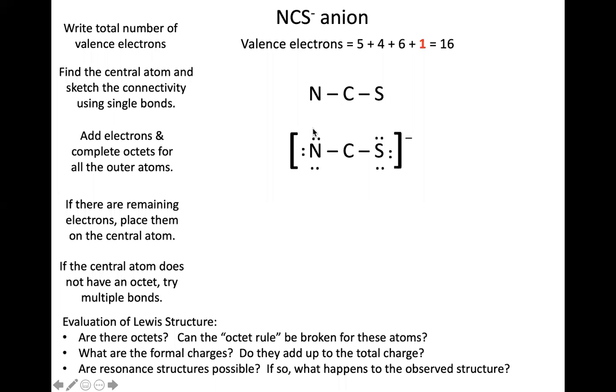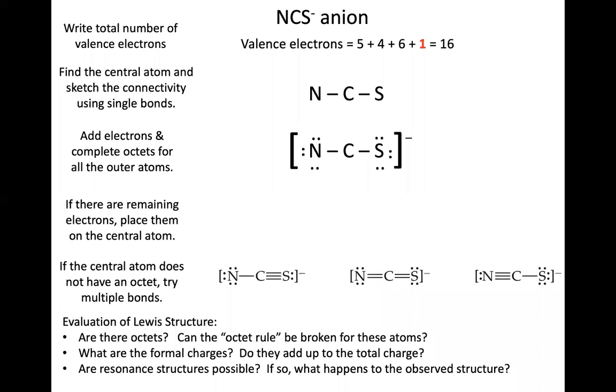Now, I gave that a try, and I found that there are different ways that I can make it work. All three of these options right here are consistent with the octet rule. I could have a triple bond between the carbon and sulfur, a double bond, and a triple bond between nitrogen and carbon. These are all using 16 electrons. These are all using the octet rule.